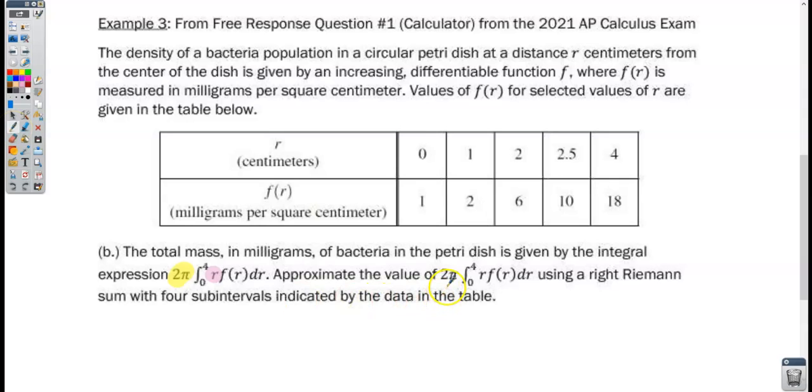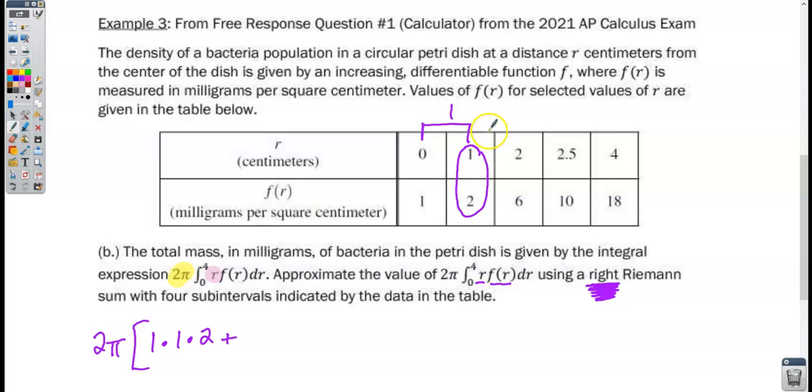It says to approximate the value of 2 pi times the integral from 0 to 4 of r f of r dr using a right Riemann sum with the 4 subintervals indicated by the data. Okay, so let's go ahead and we'll start this up. We've got 2 pi, and now we're going to use a right Riemann sum to represent this first subinterval. We want the width of the subinterval, which is 1, and then we're going to multiply that by r f of r. But we're using r f of r at the right endpoint of this interval, so that's right here. So the r value there is 1, and the f of r value there is 2.